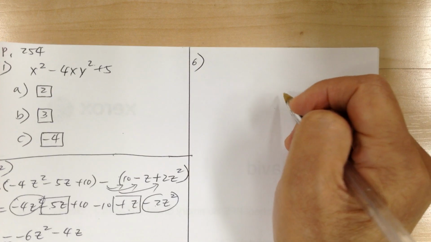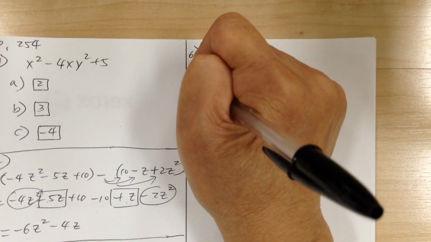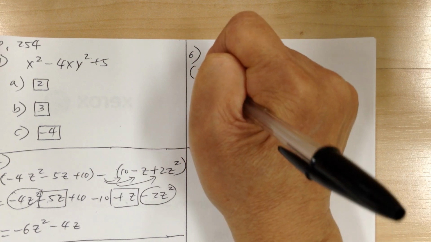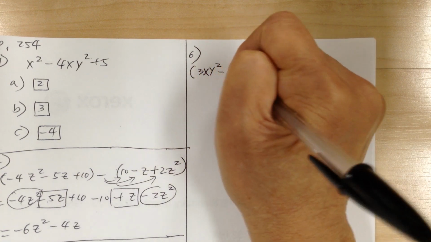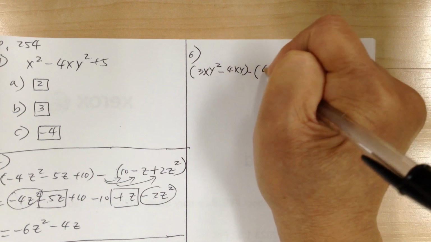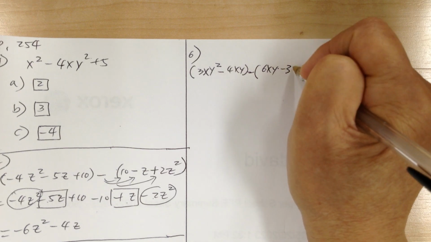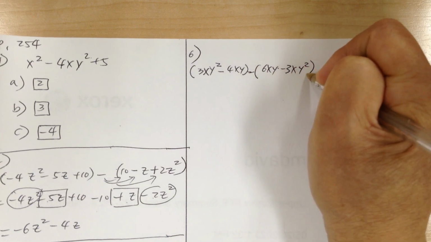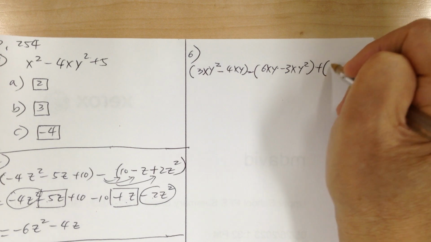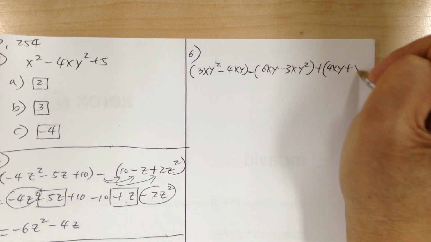Okay, number 6. So you have 3xy squared minus 4xy minus 6xy minus 3xy squared plus 4xy plus x to the 3.